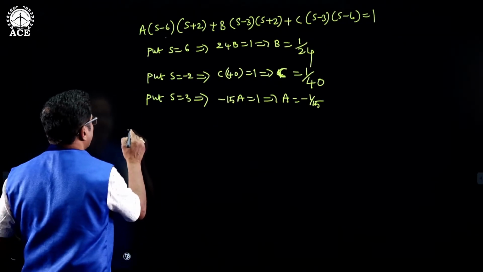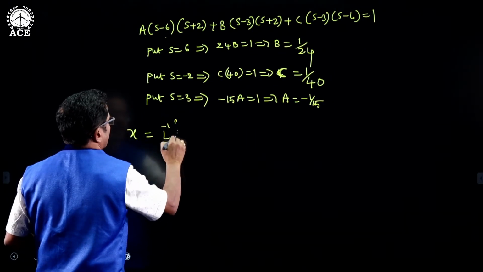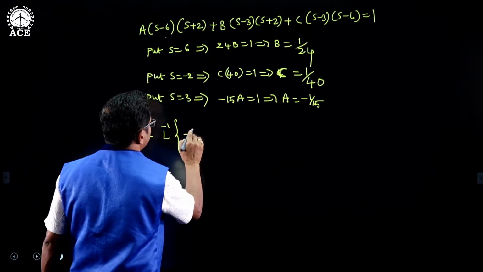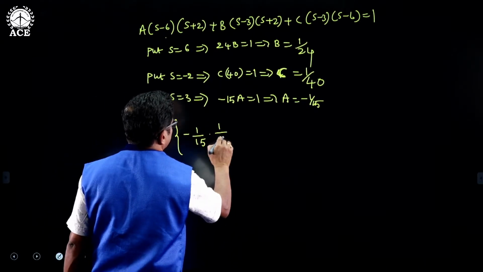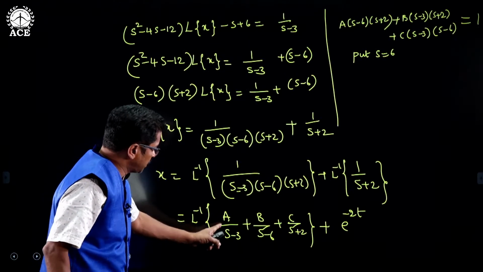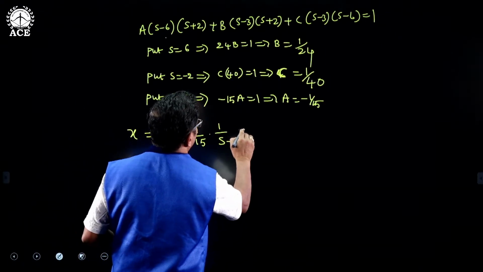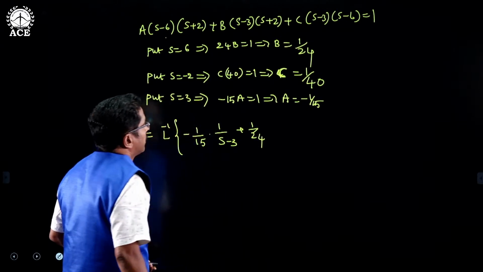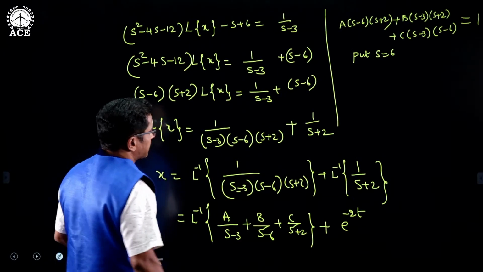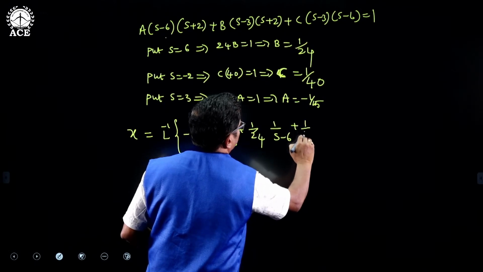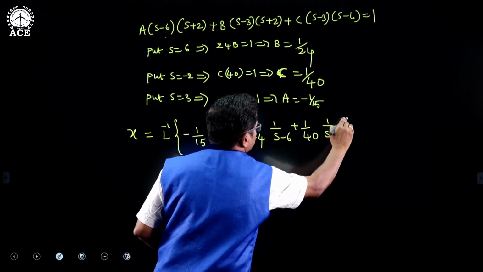Now then x equals L inverse of a, which we got as minus 1 by 15, into 1 by s minus 3, plus b, which is 1 by 24, into 1 by s minus 6, plus c, which is 1 by 40, into 1 by s plus 2.